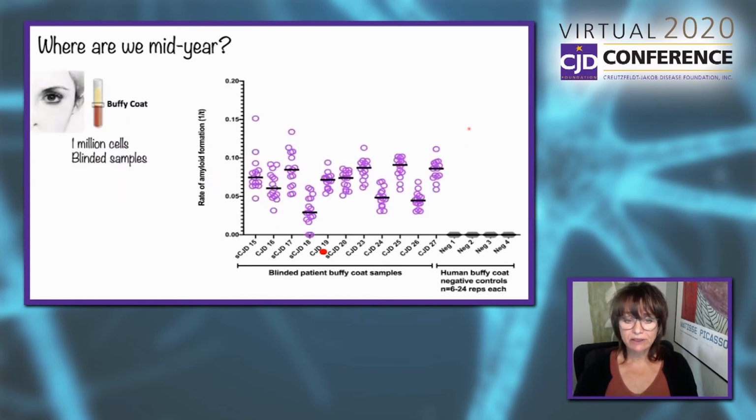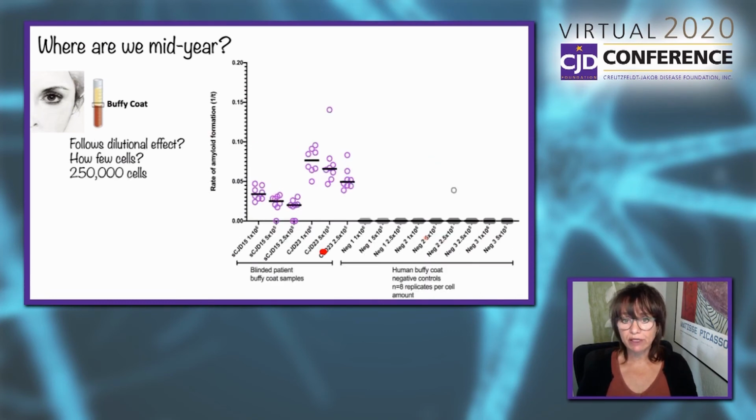So in taking those cells from Buffy coat, Dr. Appleby was able to send us some blinded samples, or samples that we did not know what they were, from individuals that had sporadic CJD and negative controls. And what we found in putting them in our assay was that we could detect amyloid associated with a sporadic form in comparison to our negative controls. Now, one of the things that we wanted to look at was making sure that we are detecting the target, and the target being amyloid in those samples.